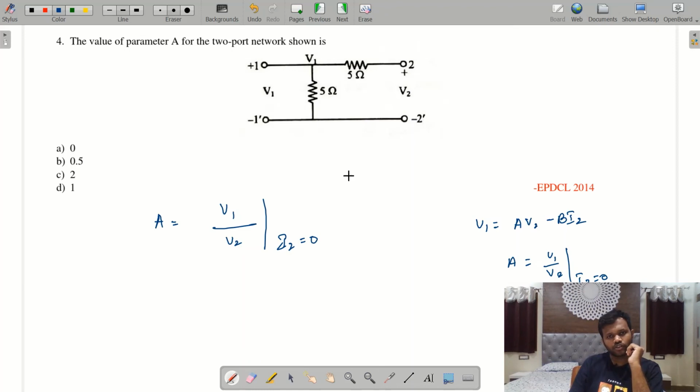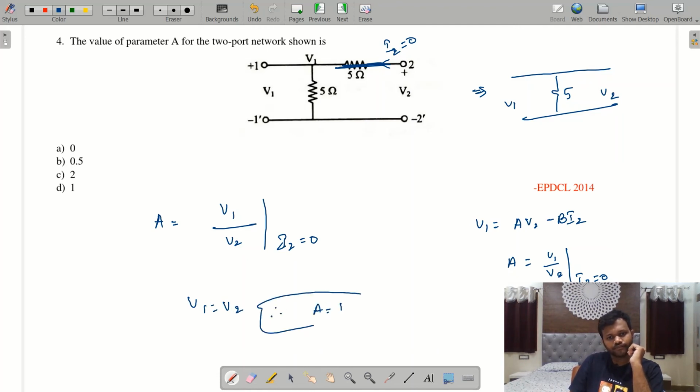If I2 equal to 0, what will the network be? The network changes to this. As there is no current flowing through I2, since I2 equal to 0, there will be no voltage drop across this 5 ohms. So V1 equal to V2, therefore A equal to 1. So the option is D.